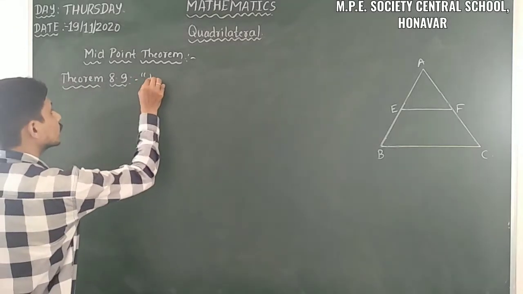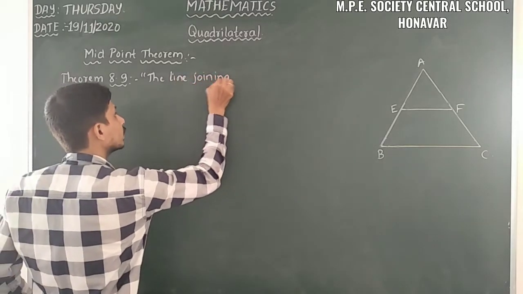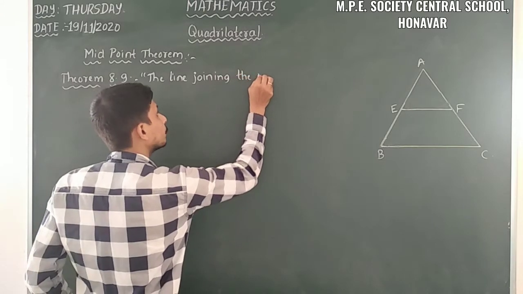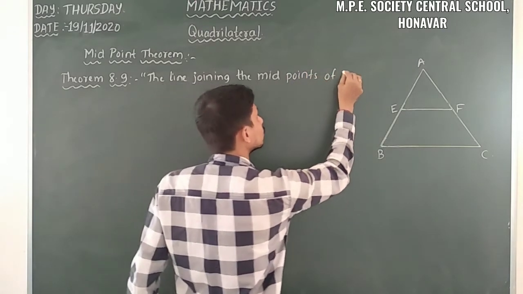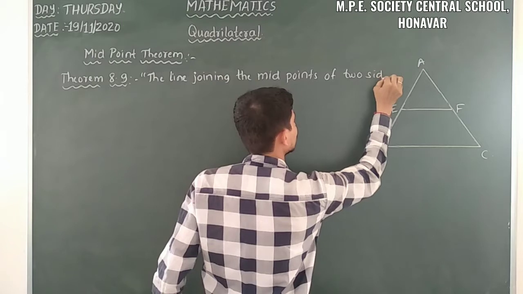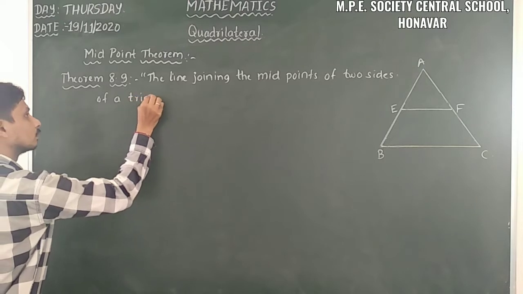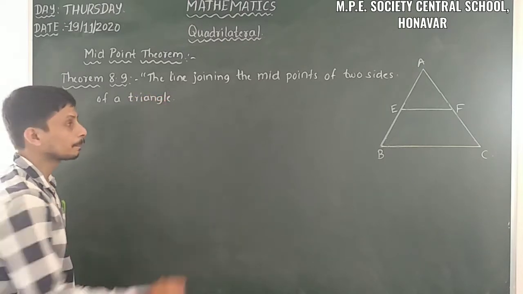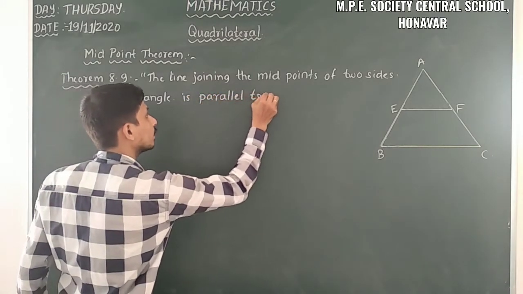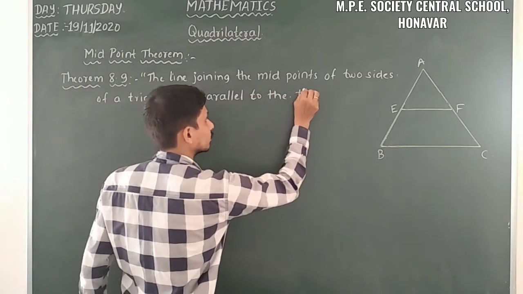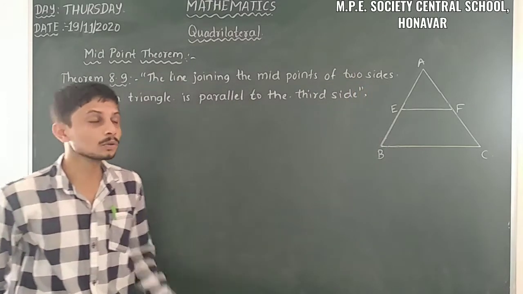The line joining the midpoints of two sides of a triangle is parallel to the third side. So here we have to prove this theorem.